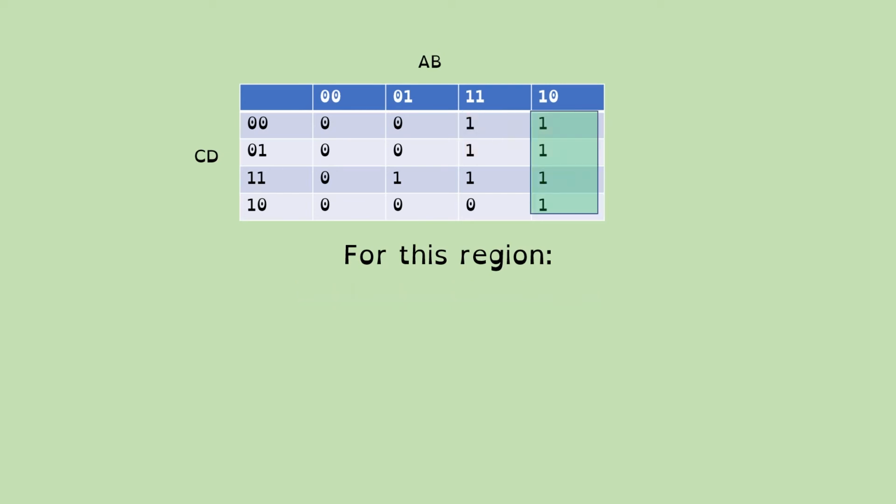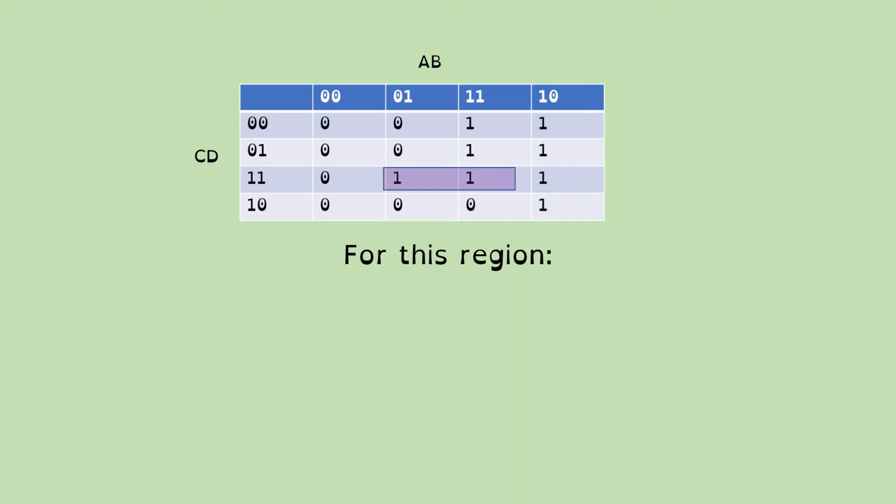Right, let's have a look at the next one. For this region, I'm going to go slightly faster. C changes and D changes. This is fairly obvious with it being a vertical column, that neither C nor D has an effect on whether the number is inside this region, and it's only A and B that have an effect. And in fact, because it's the 10, it's A and not B. Okay, so that's the Boolean expression for this region.